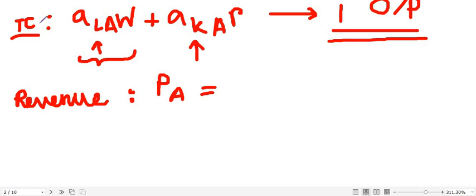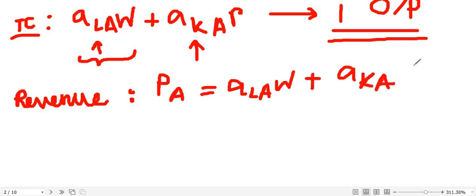We have to consider it to be a zero profit condition, which means PA has to be equalized to aL W plus aK R, right? So PA has to be equalized to aL W plus aK R. That will give me one equation. So that is one equation.